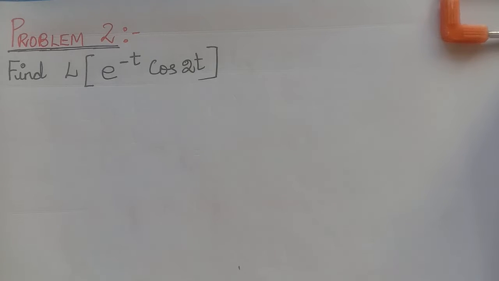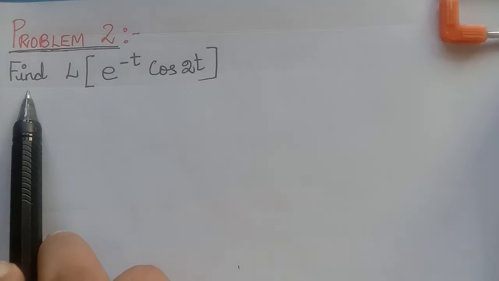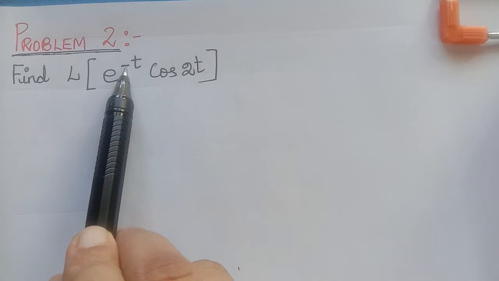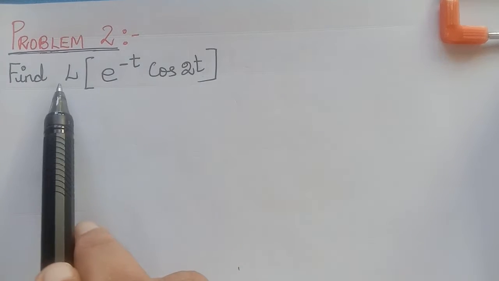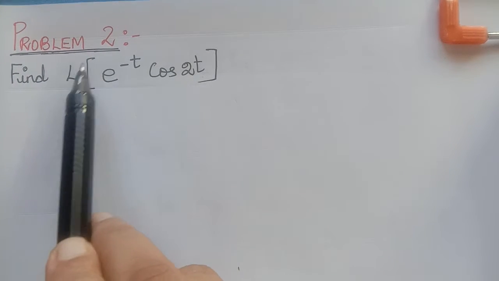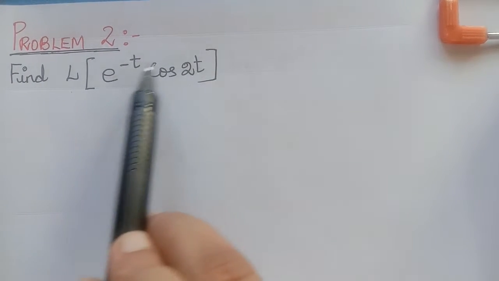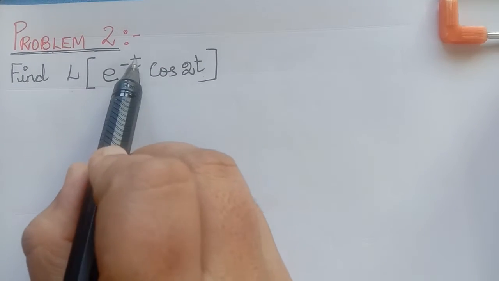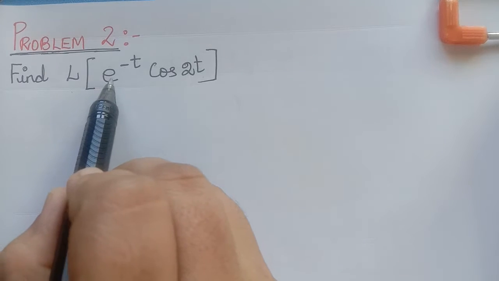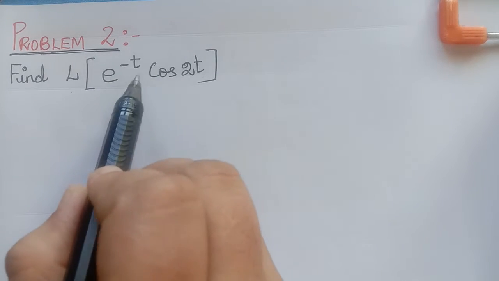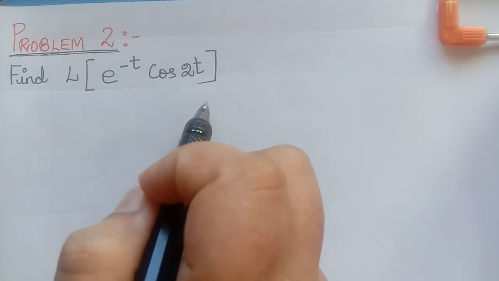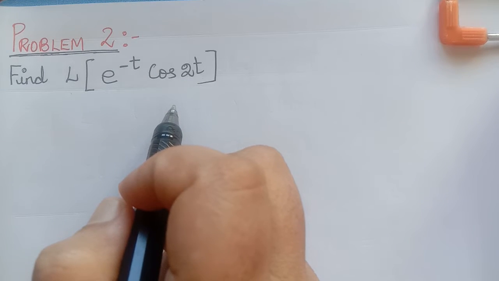Now here we have problem number 2, where we have to find the Laplace transform of e to the power negative t cos 2t. When we see that we have to find the Laplace transform of a product of two functions, where one of the functions is e to the power negative t, we understand that we have to apply the first shifting theorem over here. So what does the first shifting theorem say? Let us write that now.